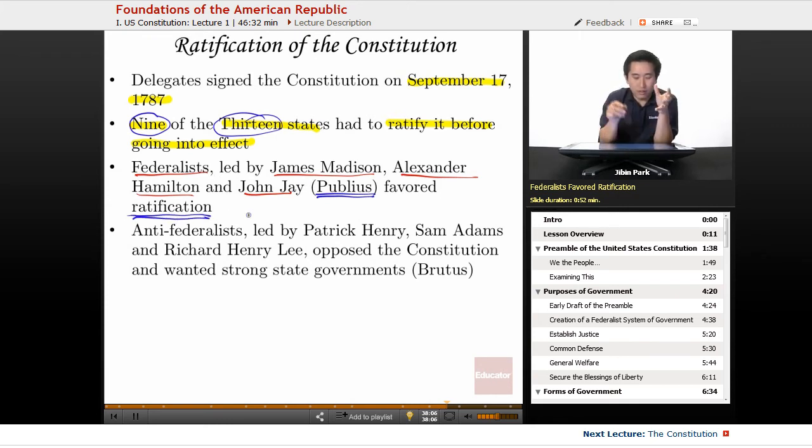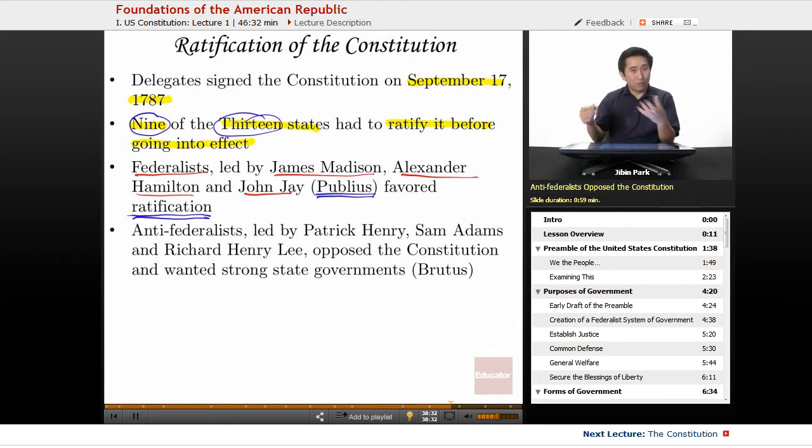They preferred the idea that the government really should have some national authority, and so they wrote a series of articles under the pen name Publius. They argued for the merits of the Constitution, how a large republic was a good thing, and how the measures enacted by the Constitution worked really well. And so this is what the Federalists argued.